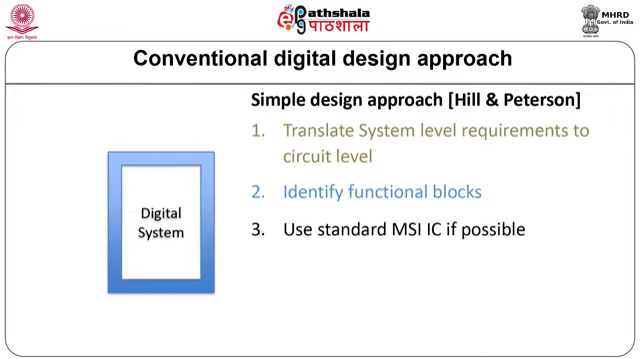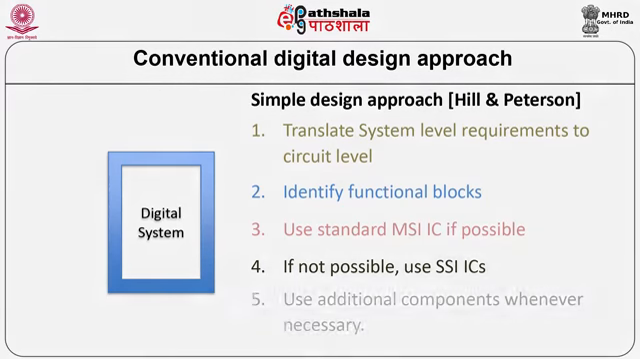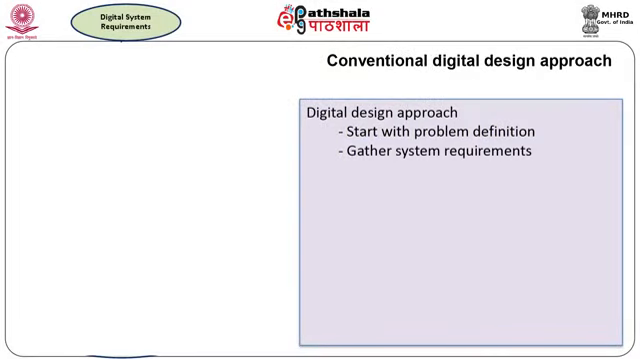Step 3. Whenever a function can be realized using standard IC, use the same, for example, counter, multiplexer, flip-flop, gates, etc. Step 4. Whenever the above stated thing is not possible, form the circuit to carry out the block functions using standard ICs. Step 5. Use additional components like diode, transistor, resistor, capacitor, etc. whenever essential.